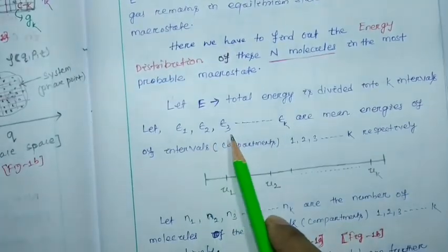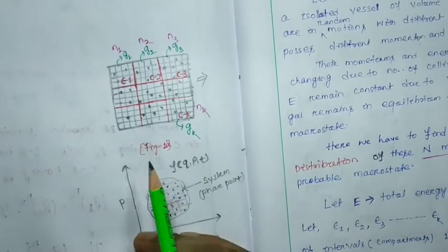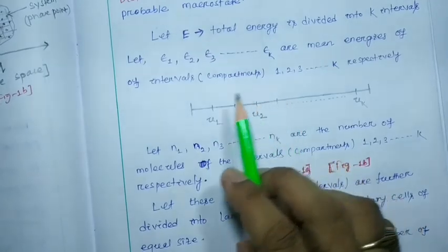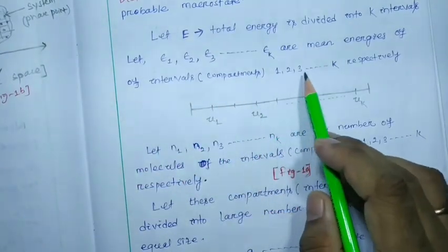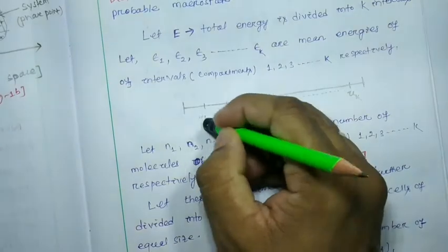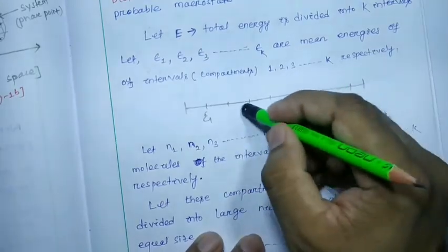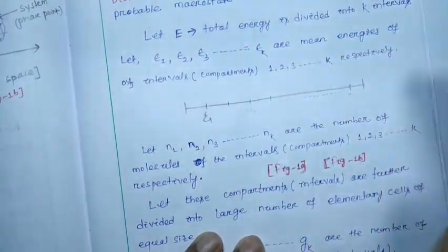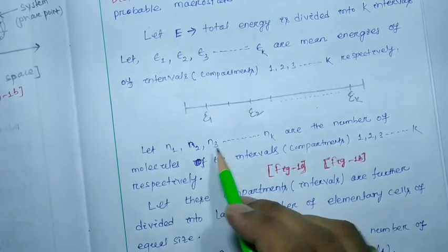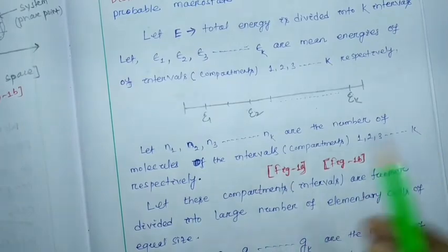So epsilon 1, epsilon 2, epsilon 3 up to epsilon k are the mean energies of the intervals or compartments 1, 2, 3 up to k respectively. Here I drew this mistakenly, this has to be epsilon 1, then epsilon 2 up to epsilon k. Let n1, n2, n3 up to nk be the number of molecules in the intervals or compartments 1, 2, 3 up to k respectively.